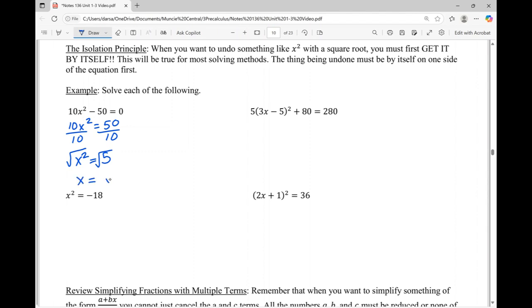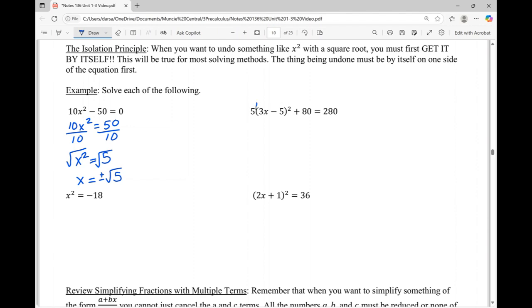But how many answers am I supposed to get to this squared question? I'm supposed to get 2. And there's only 1 now. So what's the rule? If you take the square root of both sides, don't forget to add plus or minus. You're supposed to have 2 answers. And adding plus or minus means a positive square root of 5 and a negative square root of 5. That's 2 answers. Let's look at our second equation here.